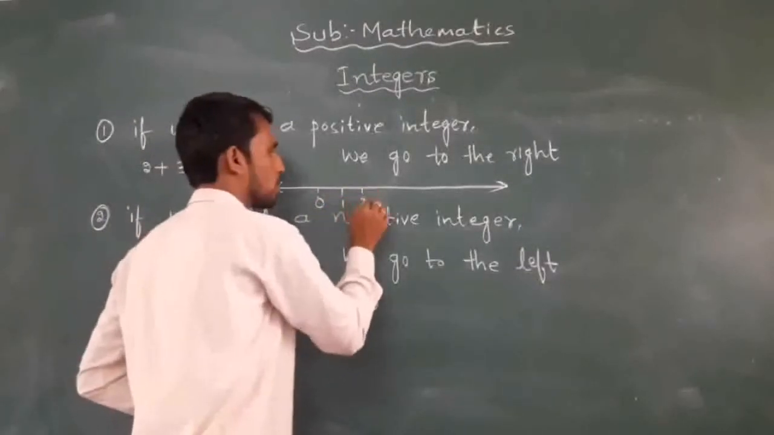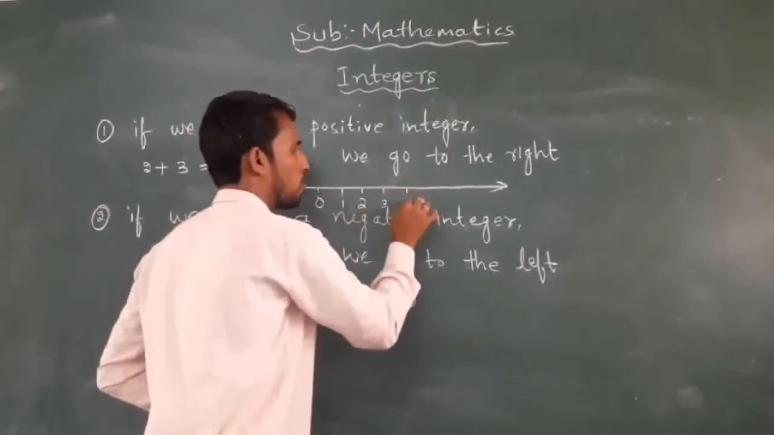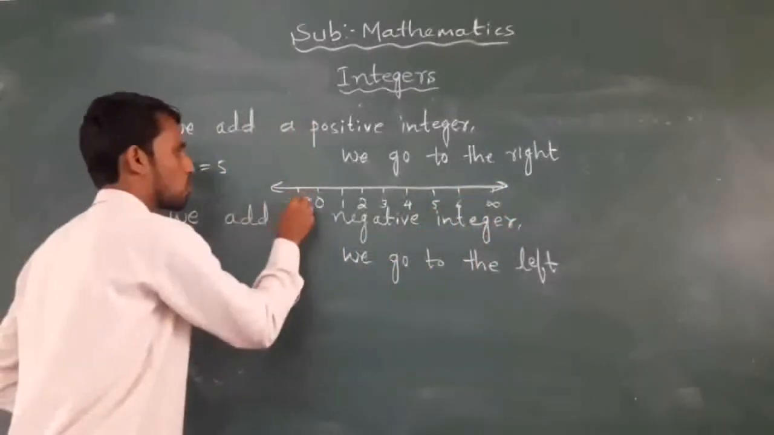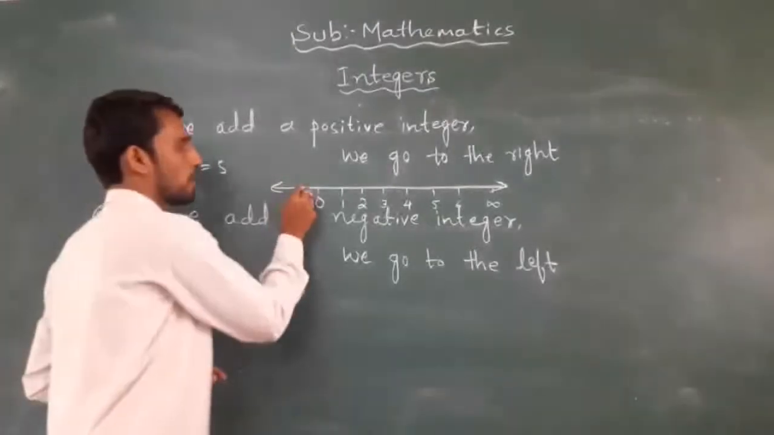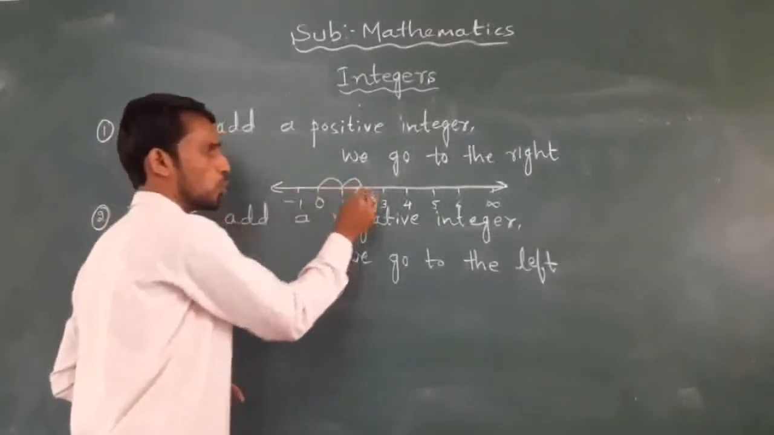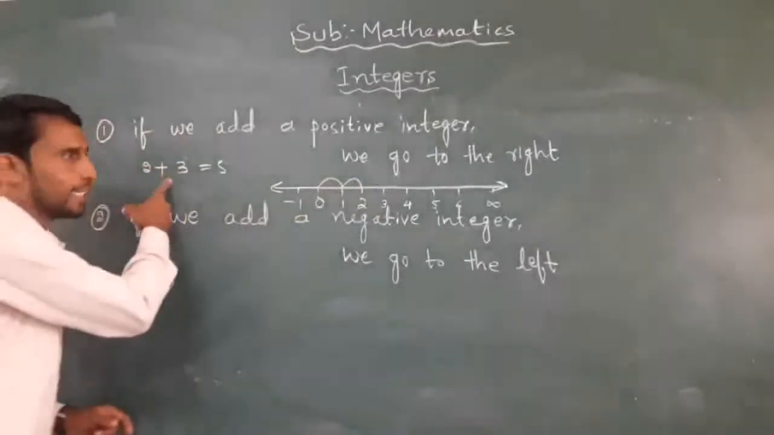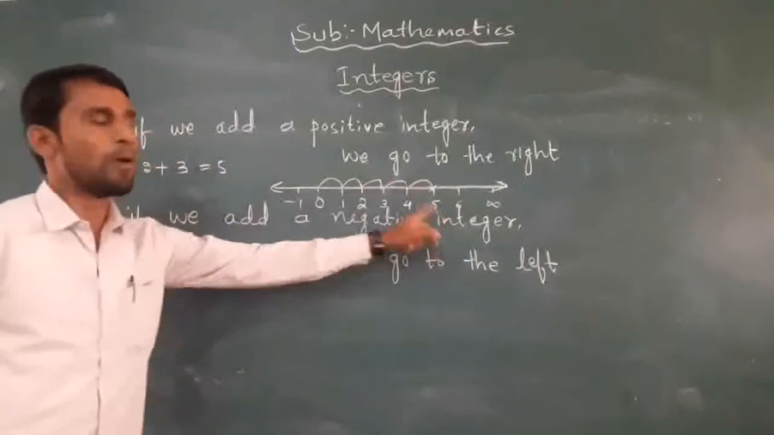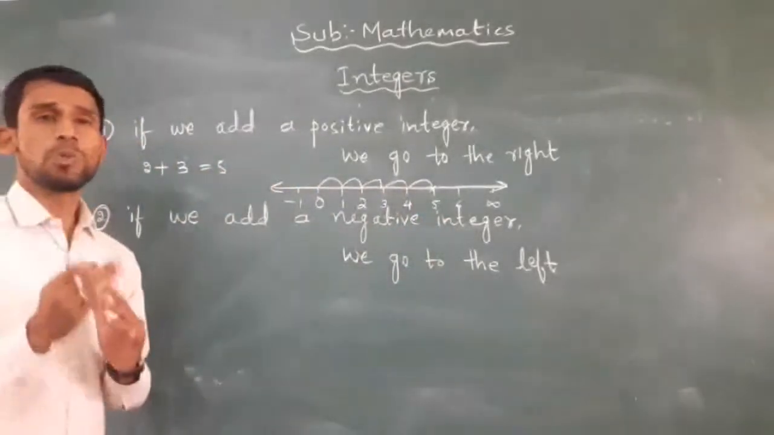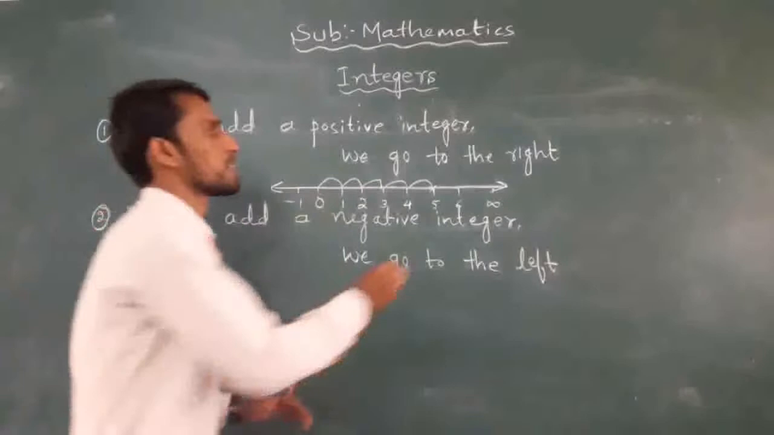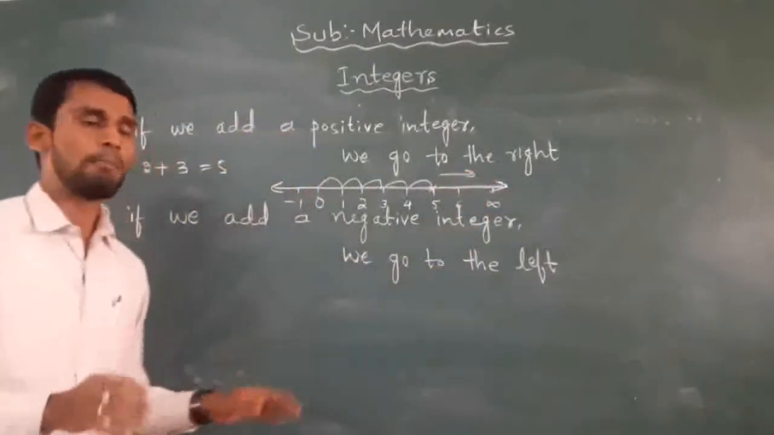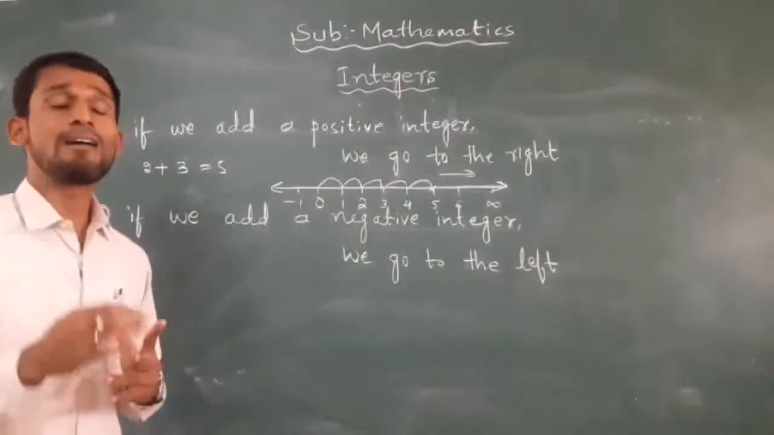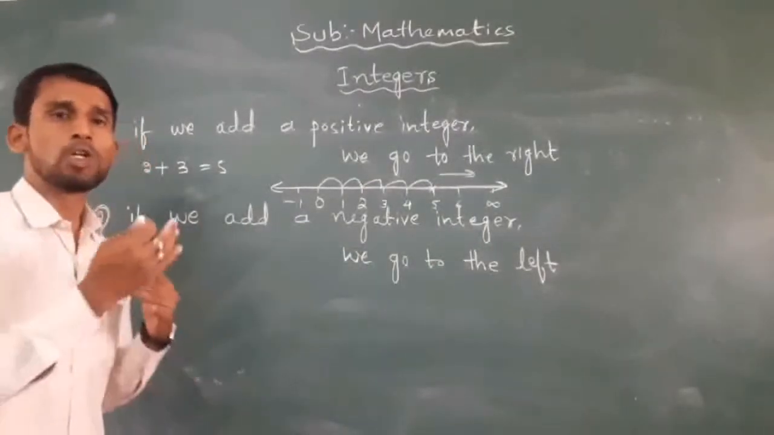0, 1, 2, 3, 4, 5, 6, infinity, and minus 1. See here, first 2: 1, 2. Then 3: 1, 2, 3. Our answer is 5. When we are adding two positive integers, we move towards the right side on the number line.